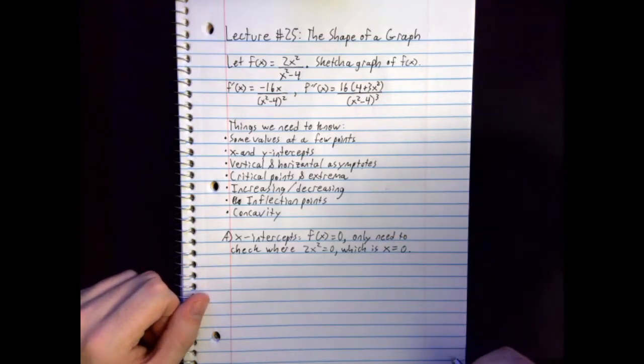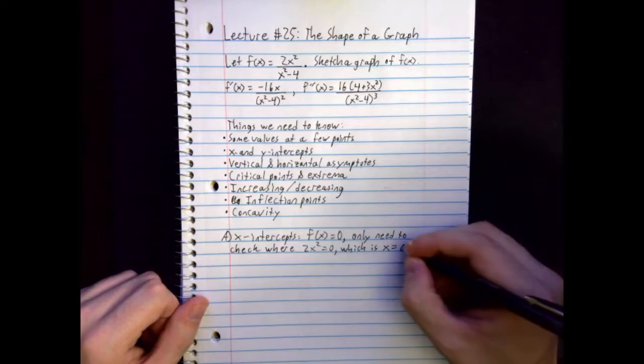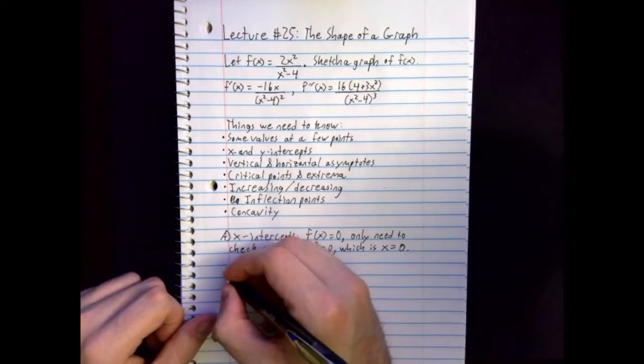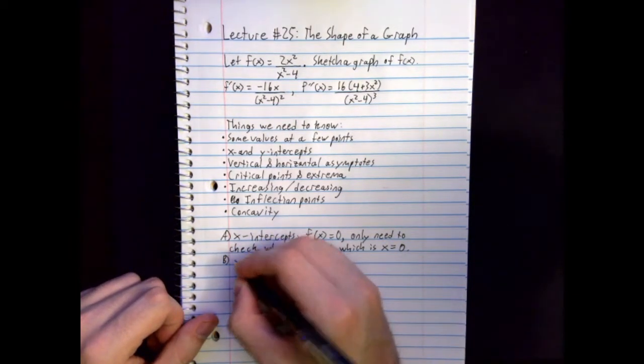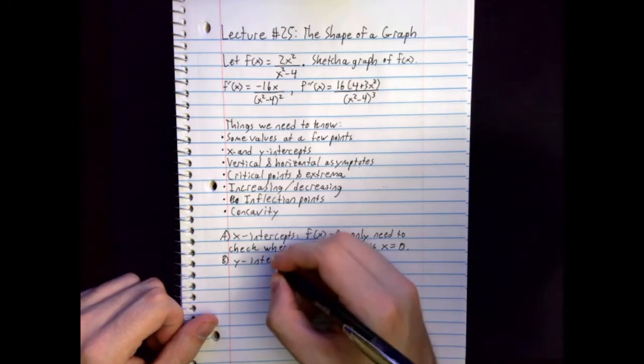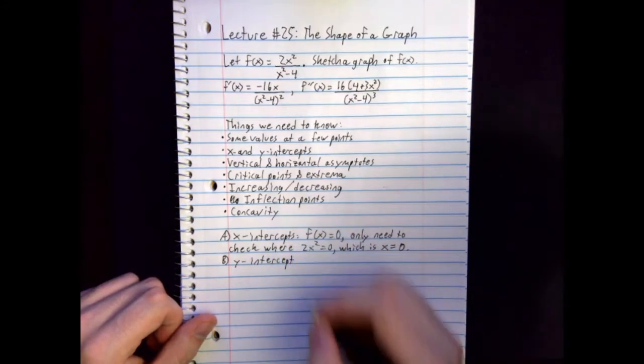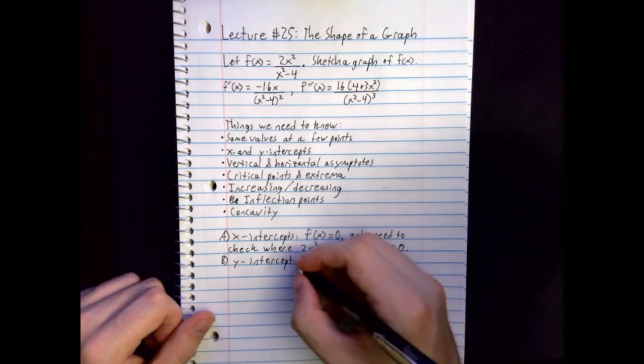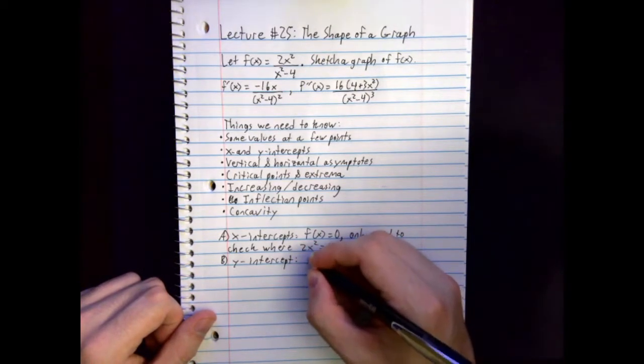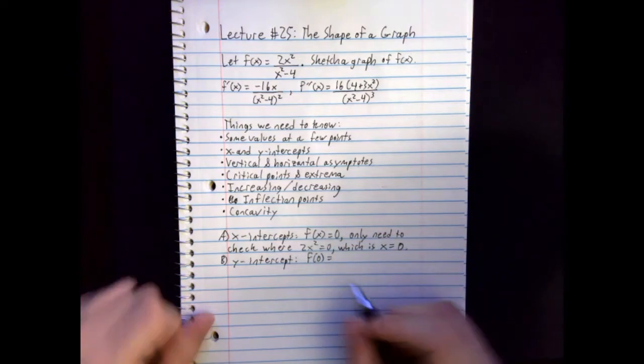And it's the only point where it's equal to 0. Okay? Now for the y-intercepts, the y-intercept is really easy to get. All you do is just substitute the value 0. So f of 0. Well, we've already seen that.